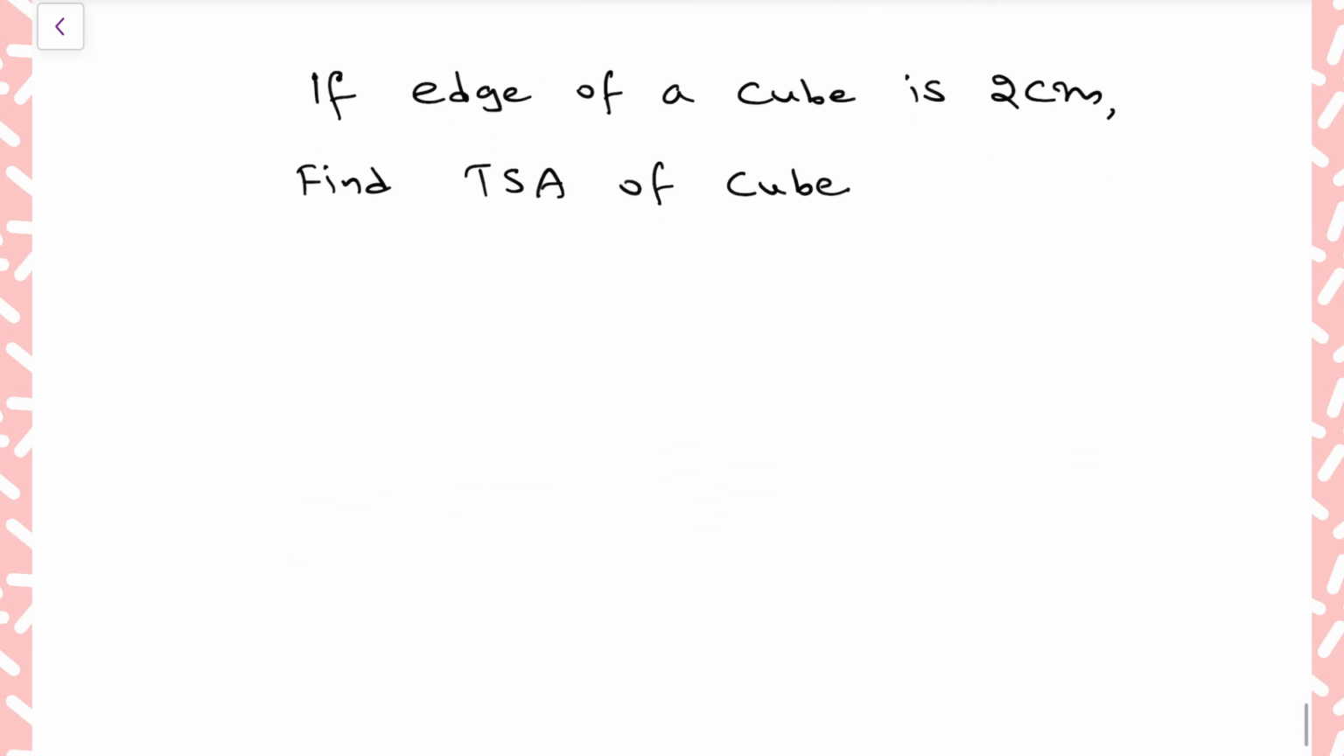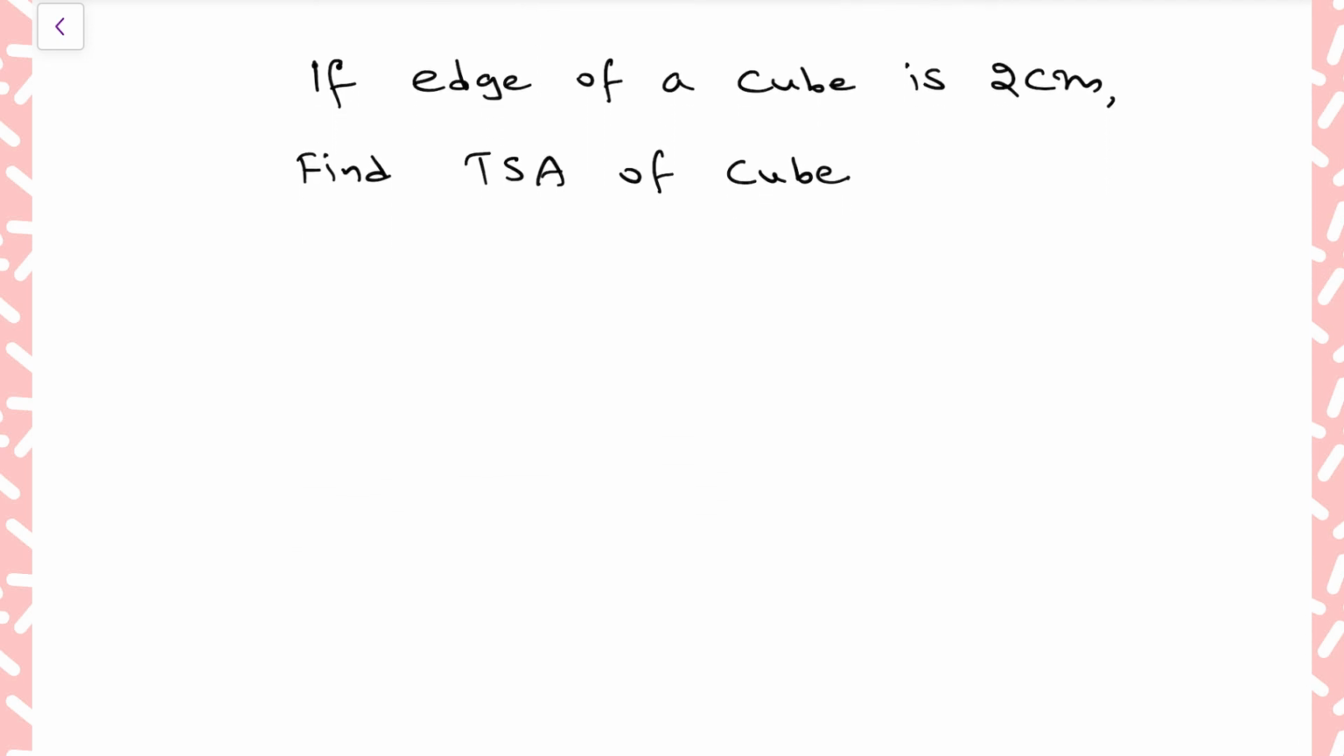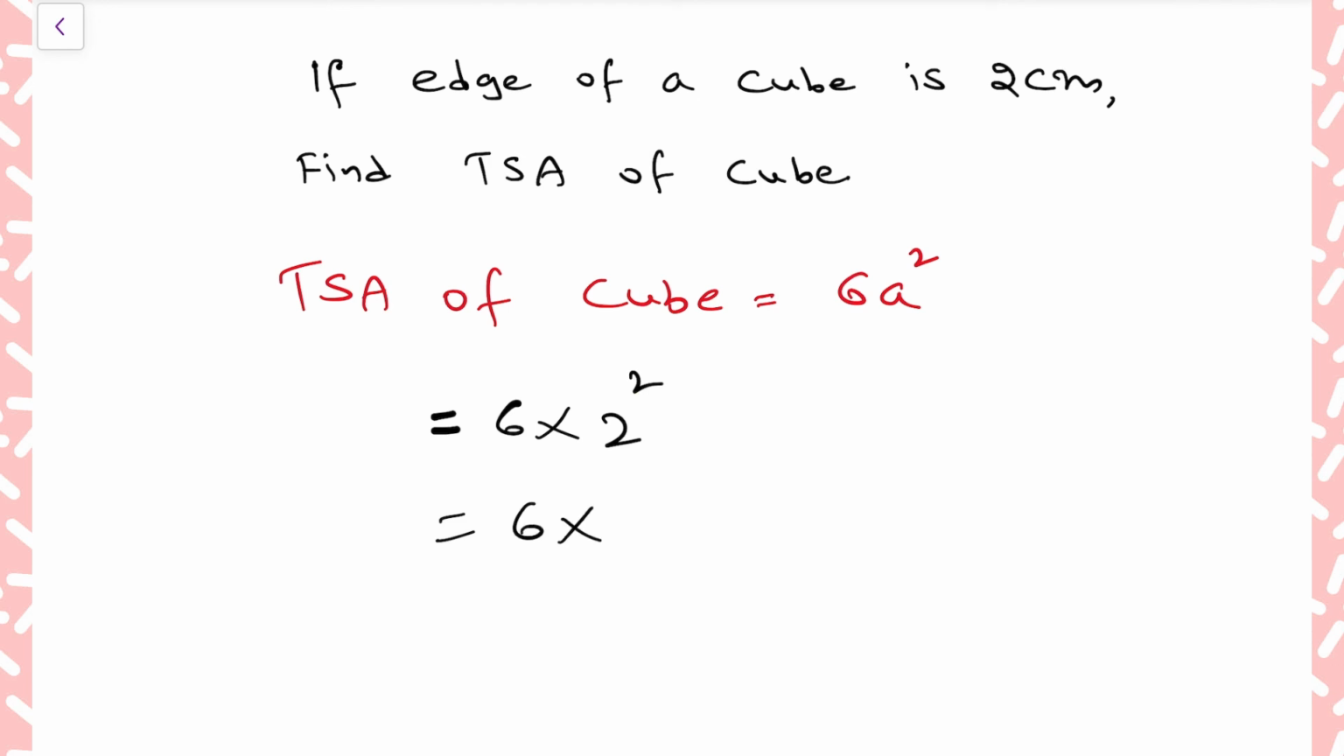Next, if the edge of a cube is 2 centimeters, then find the total surface area of the cube. What is the formula for total surface area of a cube? 6a square. So 6 into a square. A is nothing but the edge of the cube, which is given as 2 centimeters. So 6 into 2 square, 2 2s are 4, 6 4s are 24. We are finding area and the measurements are given in centimeters, then TSA will become centimeter square. So the total surface area of the cube is 24 centimeter square.